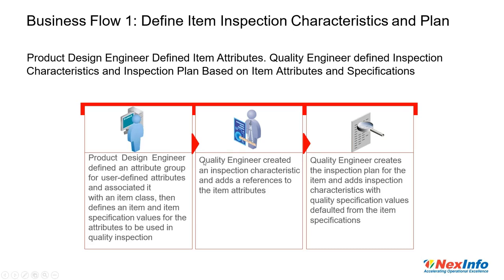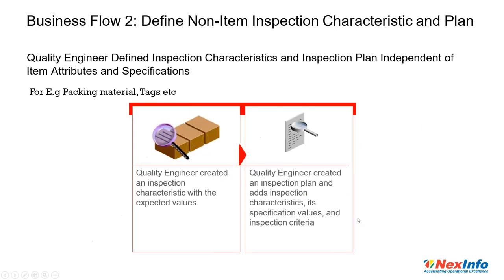The quality engineer, in collaboration with the product engineer, created inspection characteristics, added references to the item attributes, and created the inspection plan for the items and adds inspection characteristics with quality specification values defaulted from the item characteristics as well as non-item characteristics.